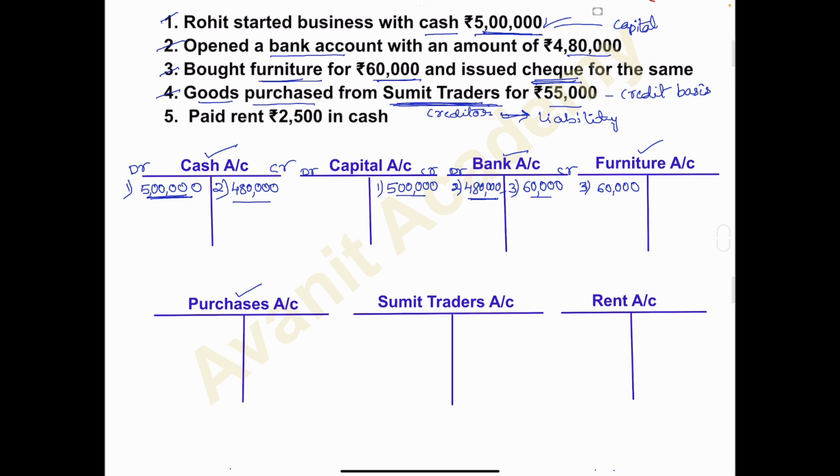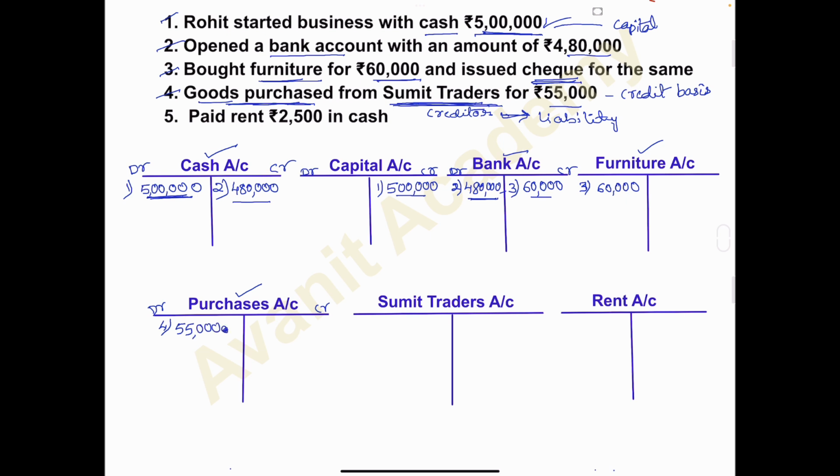So first we'll see this purchases account. Purchases is an expense. Here expenses are made. So increase in expenses is to be debited and decrease in expenses is to be credited. In the fourth transaction, goods purchased means expenses made. For that, we'll pass the entry on the debit side because here the expenses of the business have increased by rupees 55,000.